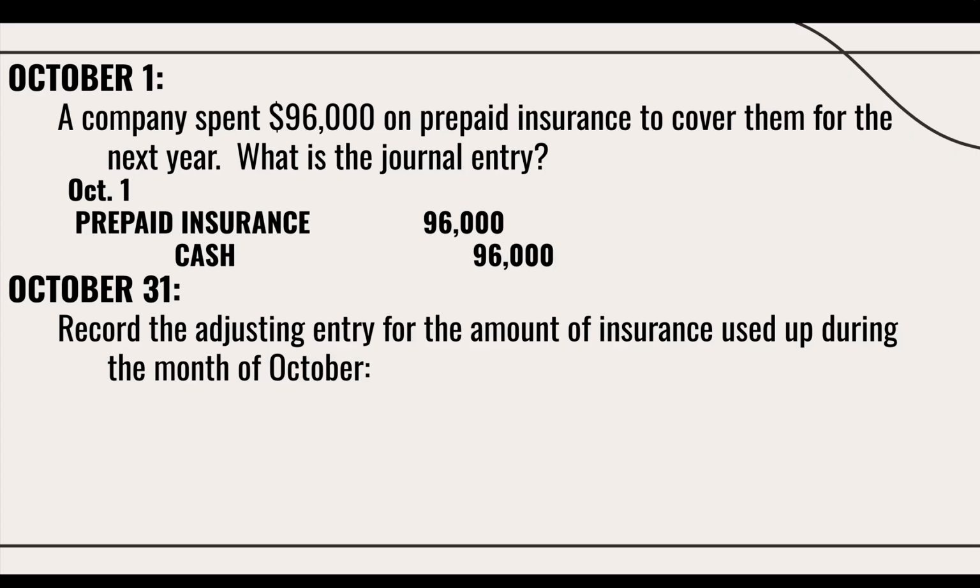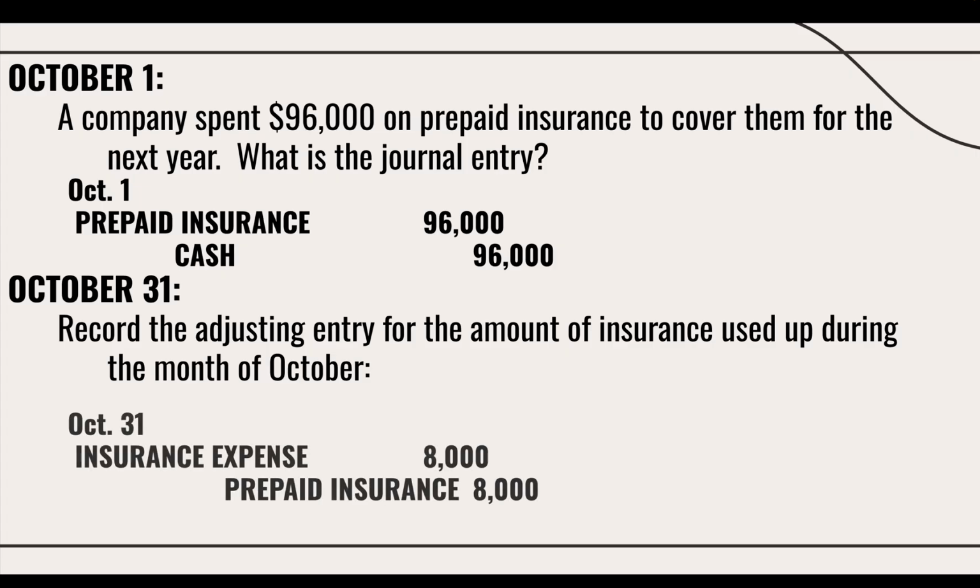Okay. So 96,000 divided by 12 is $8,000 per year. And so we no longer have $96,000 worth of prepaid insurance because we've used up 1 month's worth of prepaid insurance. So this was originally a debit to prepaid insurance and then a credit to prepaid insurance for $8,000. And then once again, we debit insurance expense.